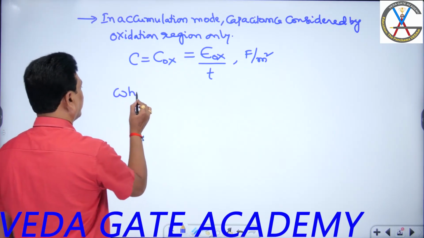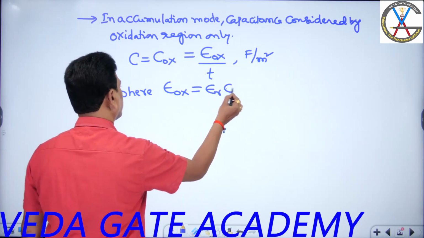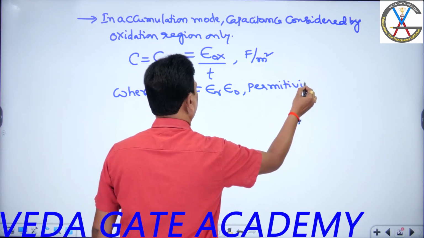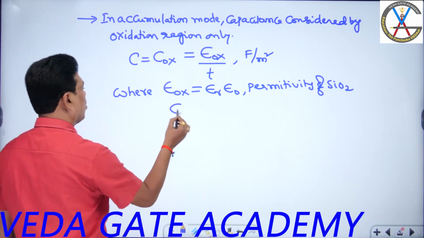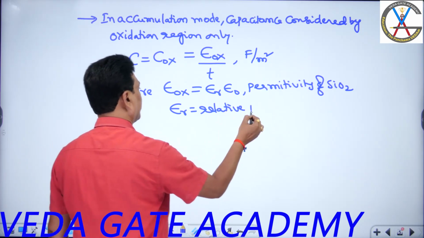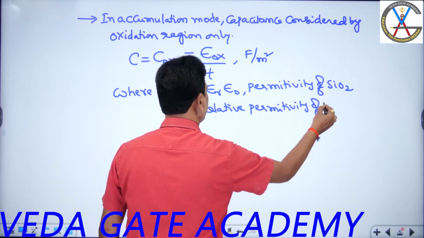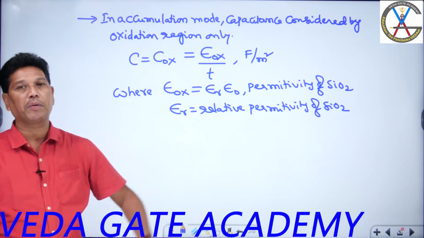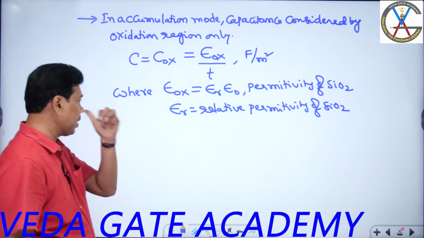Where epsilon OX equals epsilon r times epsilon naught, the permittivity of SiO2. Epsilon r is the relative permittivity of SiO2, which is around 3.9. And epsilon naught, the permittivity of free space, is around 8.85 into 10 power minus 14 farad per centimeter, students. And what about T, sir?